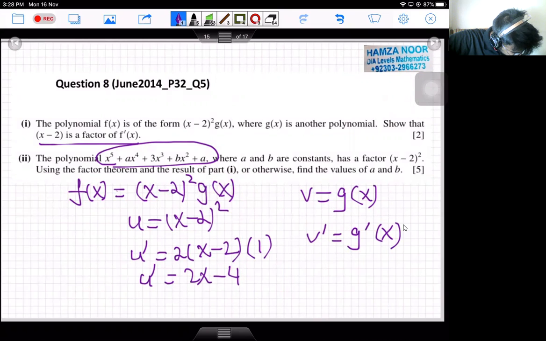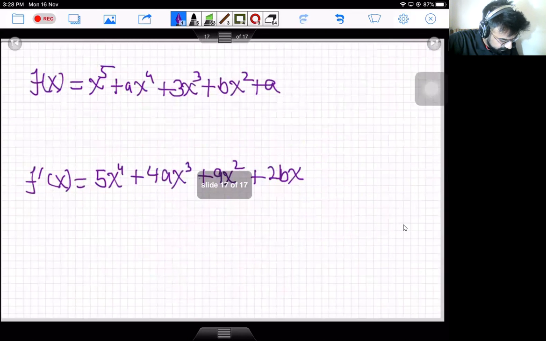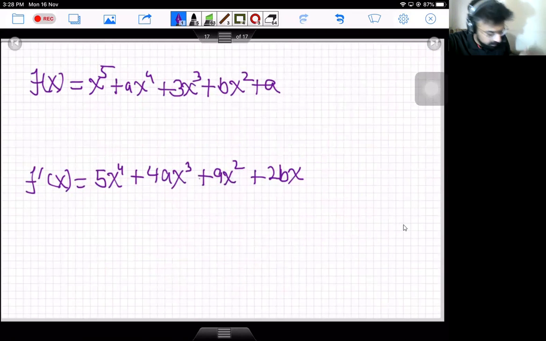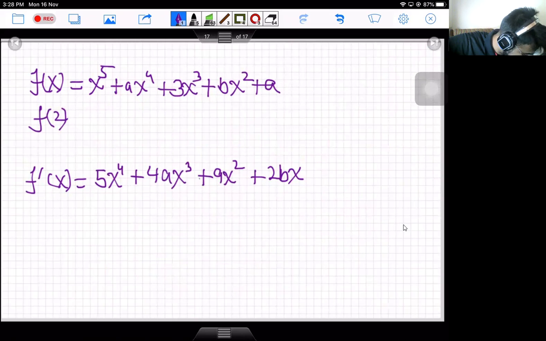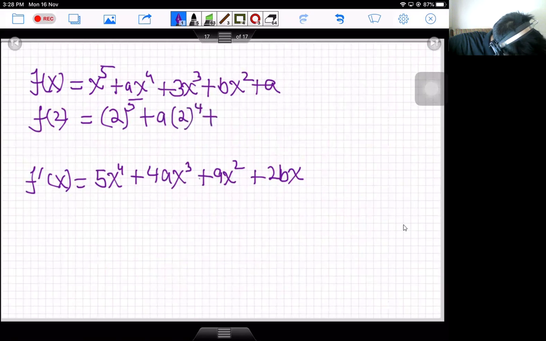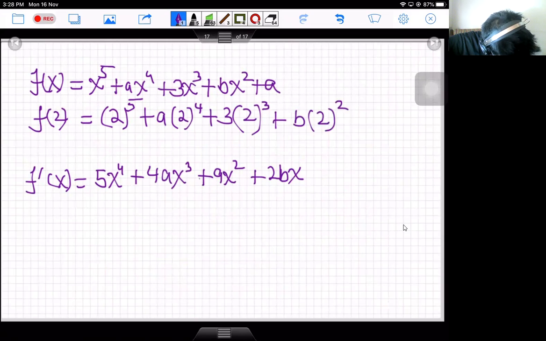That this polynomial f(x) has a factor of (x minus 2) the whole thing square, means x minus 2 is repeating twice. All right. So this definitely means x is equal to 2 is a solution. So when you put x is equal to 2 into the f(x) function, your remainder turns out to be 0. Okay. So 2 raised to the power 5 plus a times 2 raised to the power 4 plus 3 times 2 cube plus b times 2 square plus a, and this whole thing turns out to be 0.